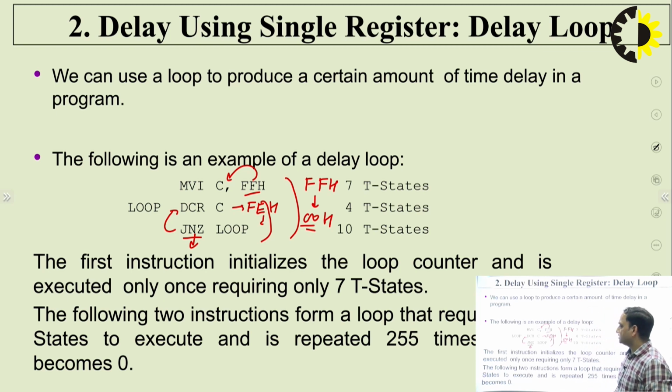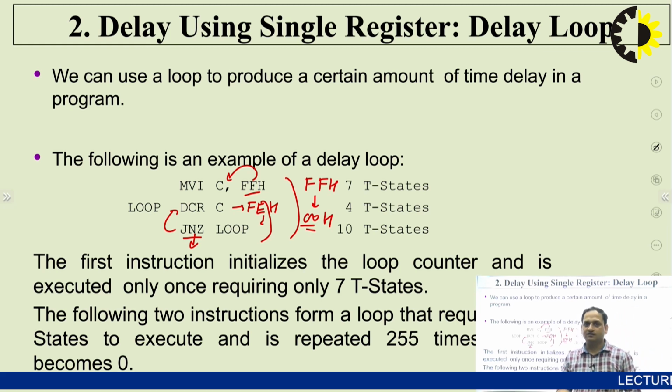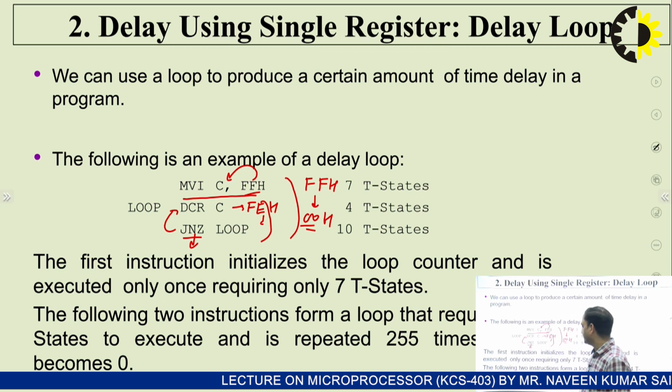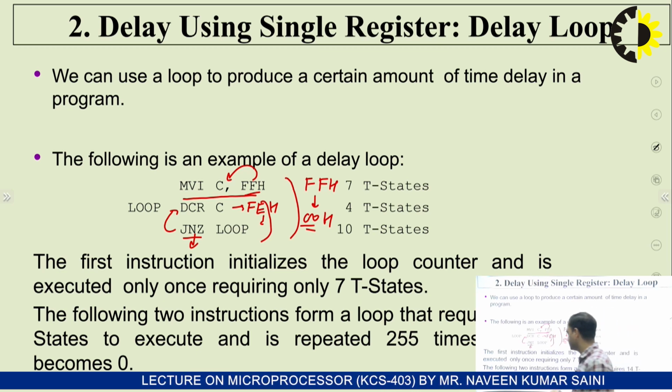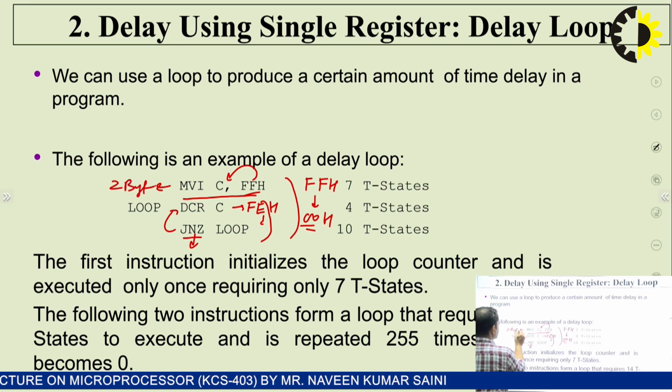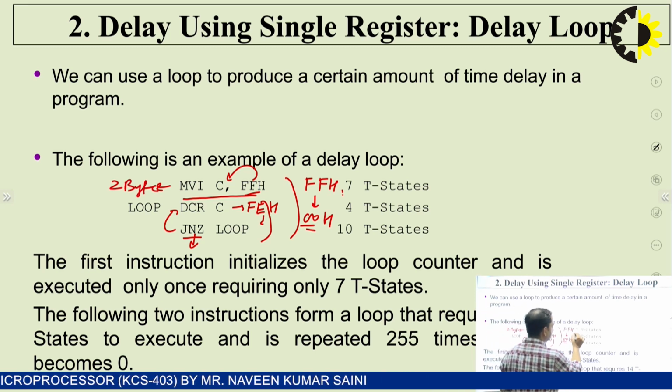Now, what is the number of T states required? As we said in the previous case, a 1 byte instruction requires 4 T states, a 2 byte instruction 7 T states, and a 3 byte instruction 10 T states. There is a trick to finding that. MVI C, FFH is a 2 byte instruction, so it will require 7 T states.